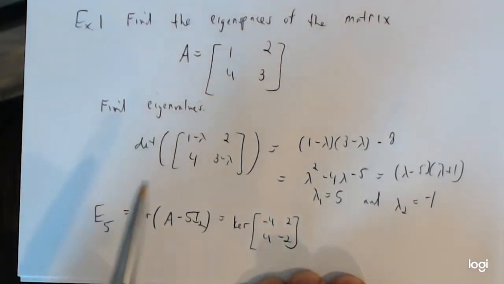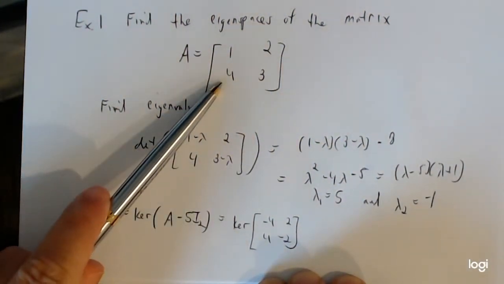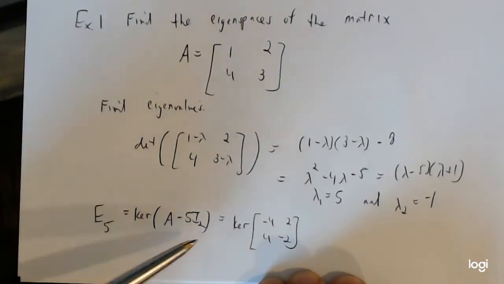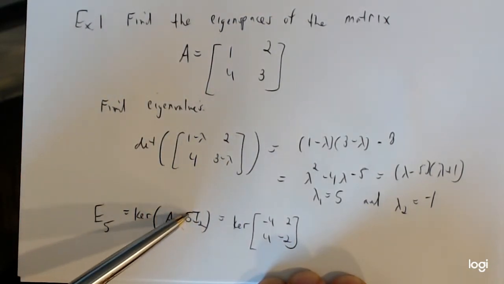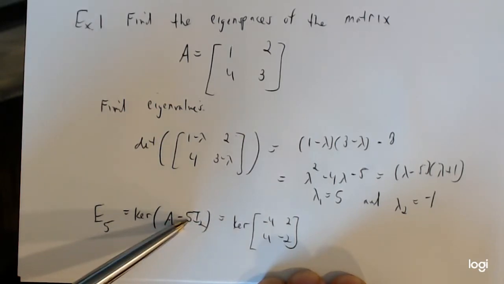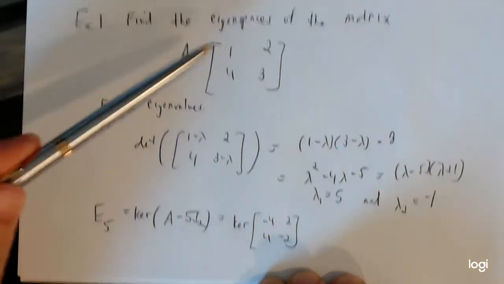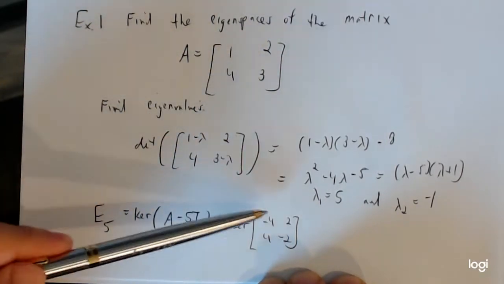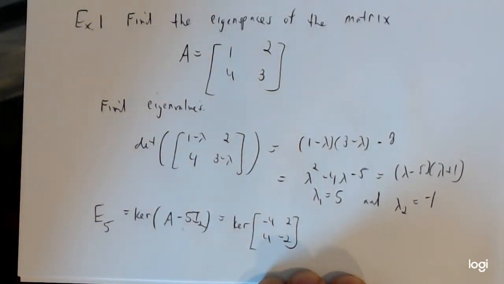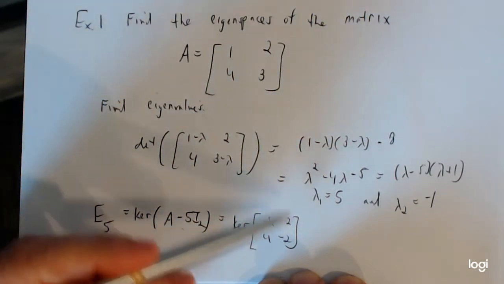Okay, so literally that's A, and what am I doing here? If this is minus 5 I sub 2, that's just going to be minus a diagonal matrix with 5s. So all I'm doing is what? Subtracting 5 from there and there. And if I do that, and these guys won't change, so it'll be negative 4, 2, 4, negative 2. So now what I want to do is find the kernel of this.